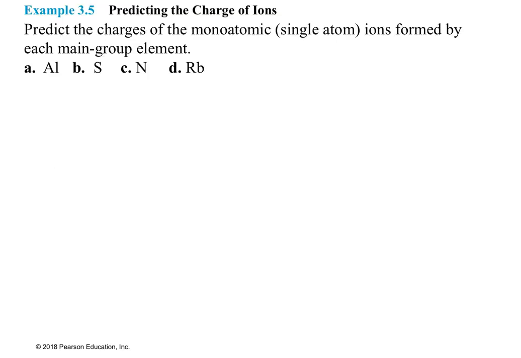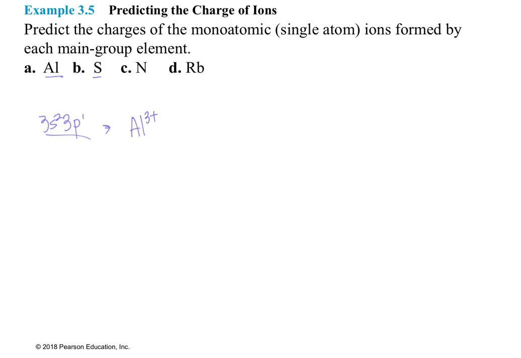So if we predict the charges, looking at where they show up on the periodic table, aluminum, it's a metal. It's on the left-hand side of the metalloid zigzag. It has a 3s2, 3p1 configuration. So it's actually going to lose those to become Al3+. Now sulfur is really close.